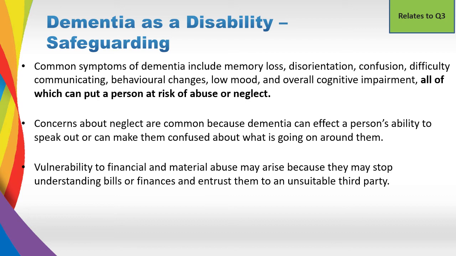Safeguarding. So common symptoms of dementia include memory loss, disorientation, confusion, difficulty communicating, behavioural changes, low mood, and overall cognitive impairment, all of which can put a person at risk of abuse or neglect. When we think about neglect, the concerns of this are common because dementia can affect a person's ability to speak out or can make them very confused about what is going on around them.